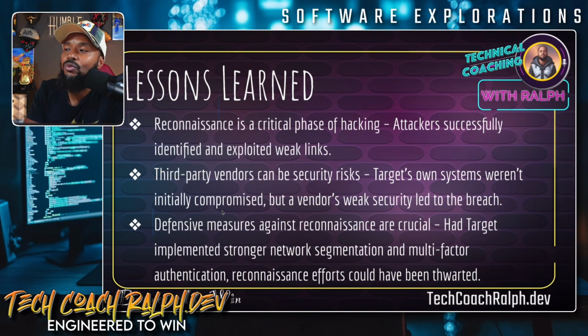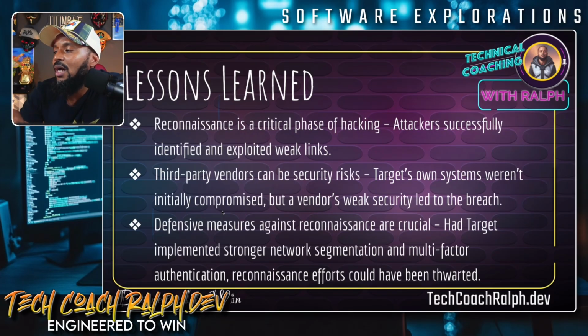Now, what lessons were learned through this, right? So reconnaissance is a critical phase of hacking. Attackers successfully identified and exploited weak links. Third-party vendors can be a security risk. Target's own systems weren't initially compromised, but a vendor's weak security led to the breach. And I can't even imagine how many times on Bug Bytes we have reviewed how companies were infiltrated because their vendors were not properly secure. You've got to be careful with your vendors, right?